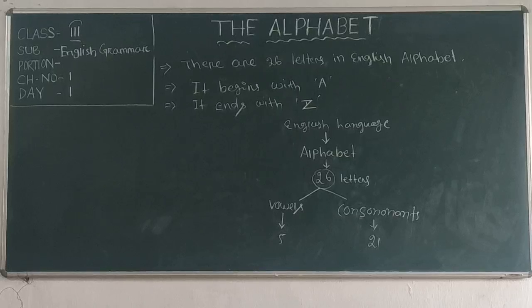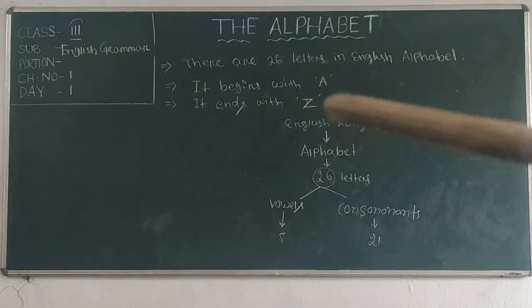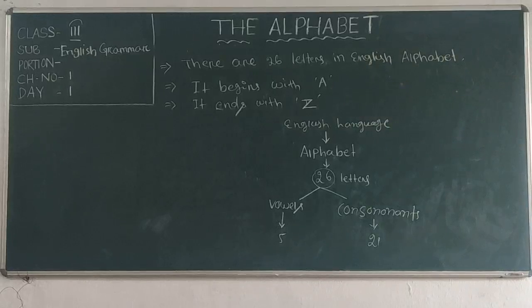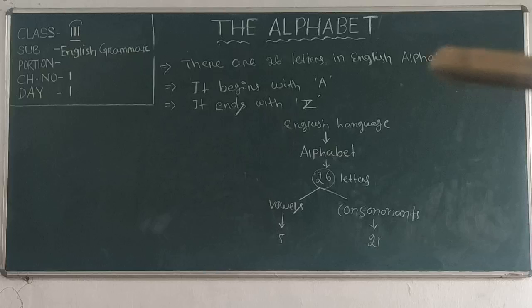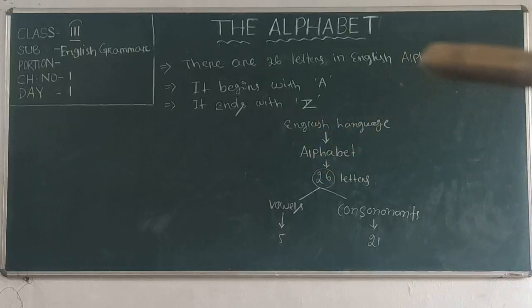So students, what I have said is that there are 26 letters in the English alphabet. It begins with A and it ends with Z.